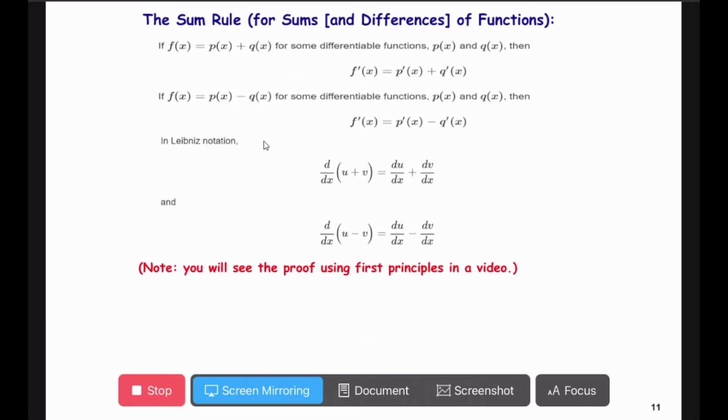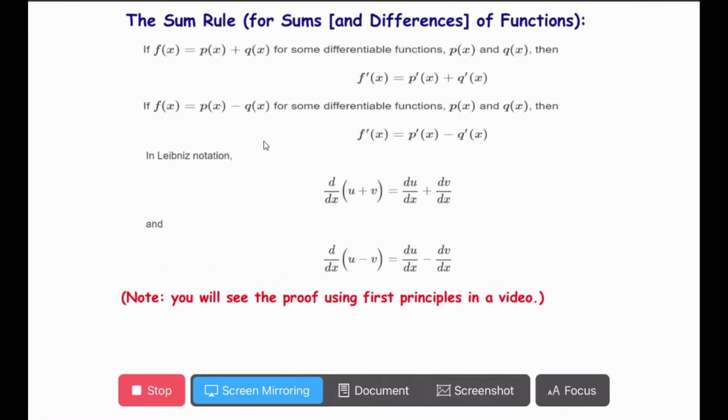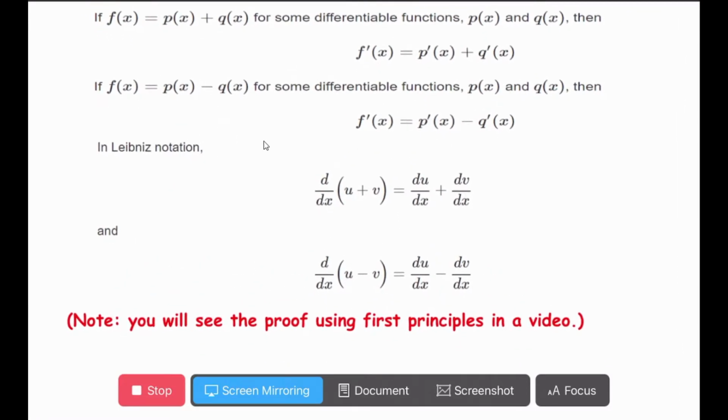If f of x is equal to some functions that are being summed, f of x equals p of x plus q of x for some differentiable functions, so p of x and q of x must be differentiable, then the derivative is just equal to the sum of the derivatives of the other functions. So nothing too terribly scary or hard to memorize here. And also, if we're subtracting, if f of x equals p of x minus q of x for some differentiable functions p of x and q of x, then f prime x equals p prime x minus q prime x.